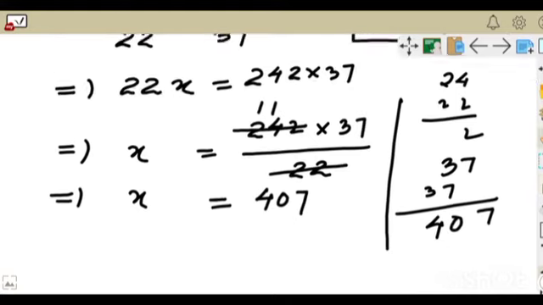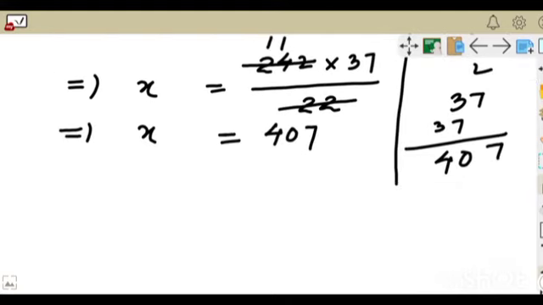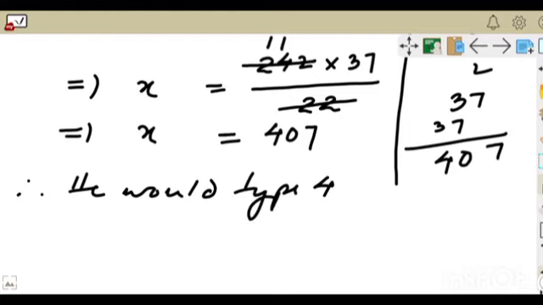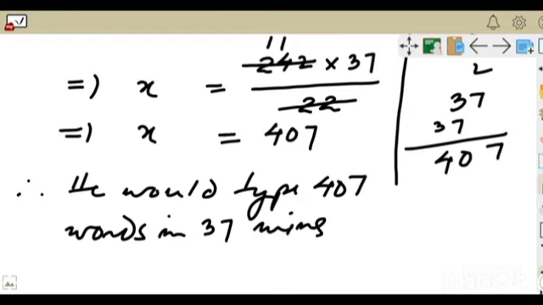So what does it mean? It means that 407 words he typed in how many minutes? In 37 minutes. So therefore he would type 407 words in how many minutes? In 37 minutes.